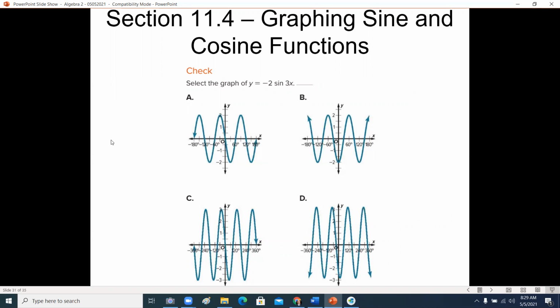Now, sines usually start at 0 and go up, correct? But if it's a negative in front, it's going to flip it. So it's not going to go up, it's going to go down. But A and C both do that, don't they? So that didn't help me any.